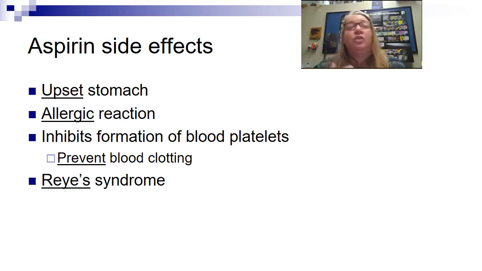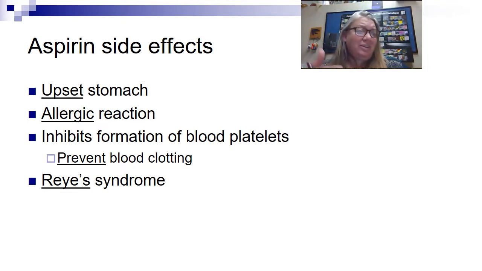But aspirin, as good as it is, does have some side effects. For instance, about 2 to 10% of people that take aspirin get upset stomachs. Remember, aspirin comes from salicylic acid, which we said we don't like to use internally because it's very corrosive. So even though we have the acetylated form, which is more tolerable, some people still have issues with it. Some people will have allergic reactions to it. Down the bottom, it talks about Reye's syndrome.